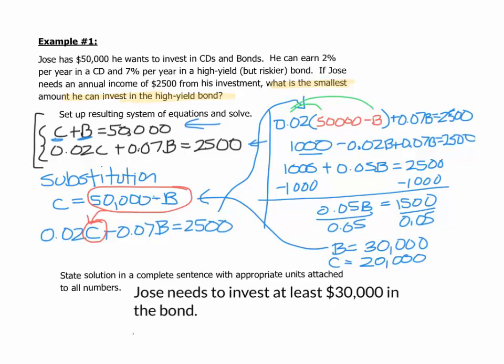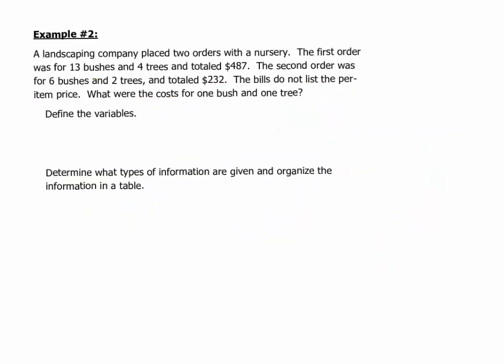One thing to note is that it says here we need to make sure to include appropriate units. In this problem, that just means I need to make sure to say that this is $30,000, not 30,000 CDs or 30,000 bonds. It's $30,000. Let's look at a second problem.